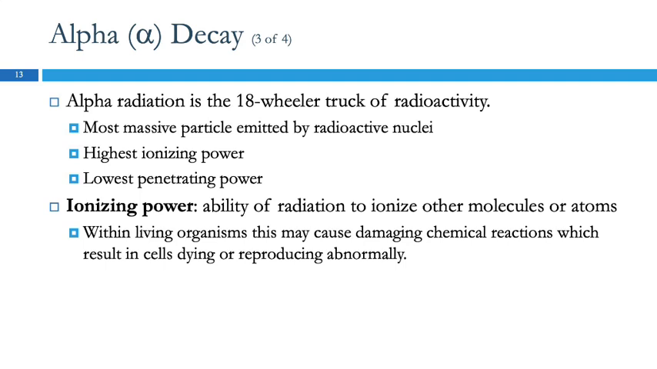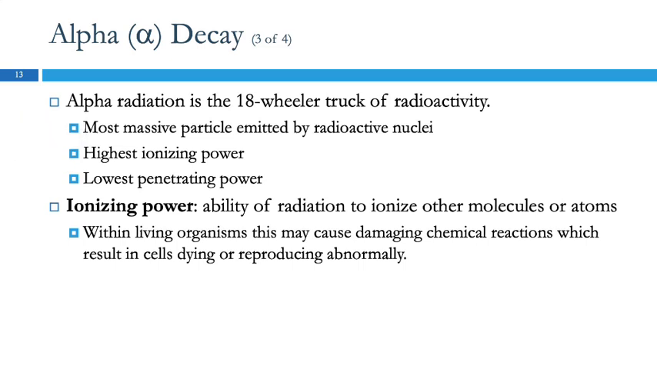So we're going to learn some things about the characteristics of the different types of radioactive decay. And we're going to use a vehicle analogy. So we're going to talk about semi-trucks, 18-wheelers, and cars, and motorcycles. So alpha radiation is like the 18-wheeler truck, the semi-truck of radioactivity. It's big. It's the most massive particle emitted. It has high ionizing power.